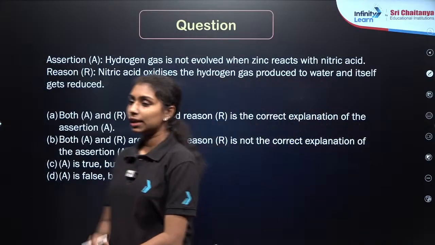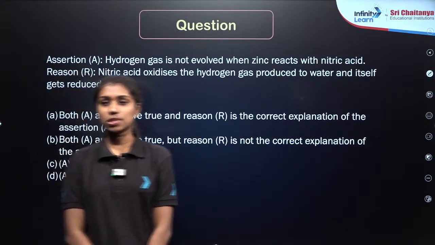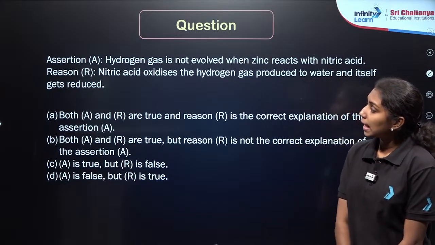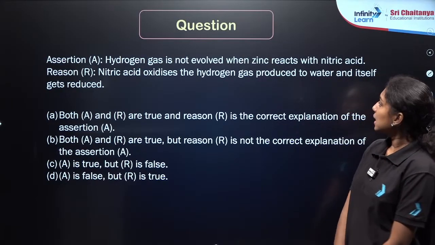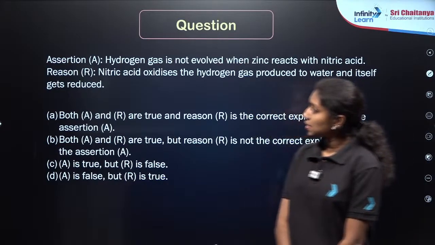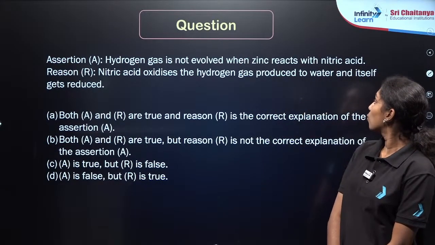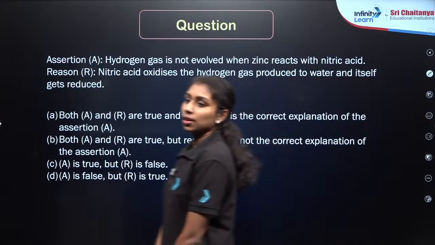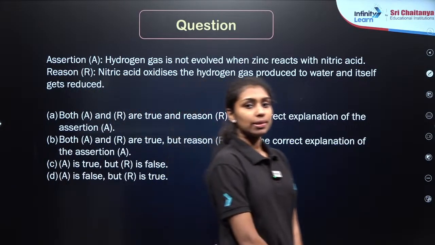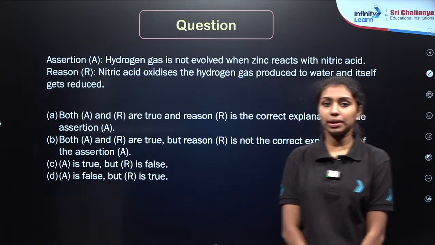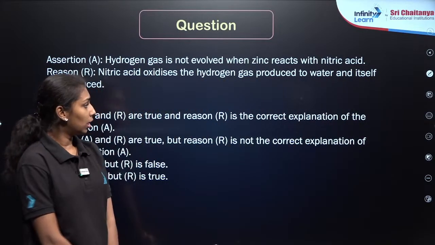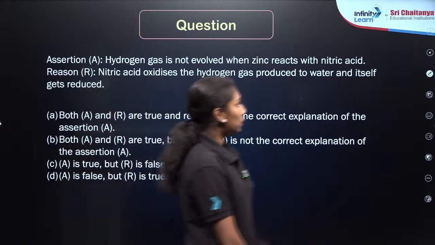Again, an assertion-reason type question. Read the question properly. Hydrogen gas is not evolved when zinc reacts with nitric acid, and the reason given is that nitric acid oxidizes the hydrogen gas produced to water and itself gets reduced. This is the same question we discussed in the last chapter, metals and non-metals, the special case of the reaction of nitric acid with metals. So read the question properly.